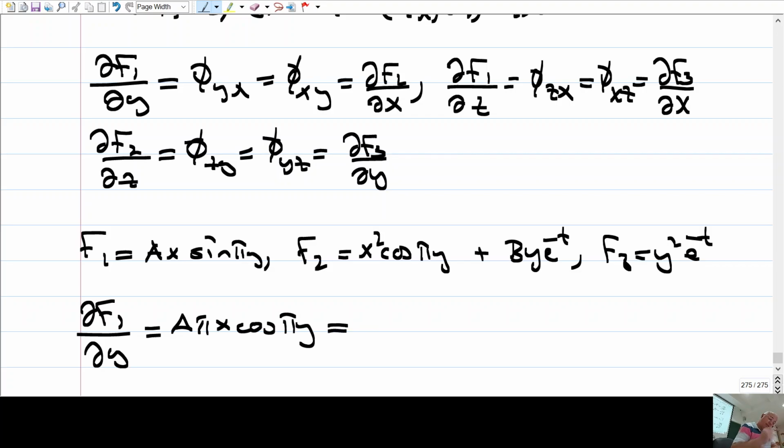This should be same as derivative of f2 with respect to x. Derivative of f2 with respect to x is just 2x cosine pi y.